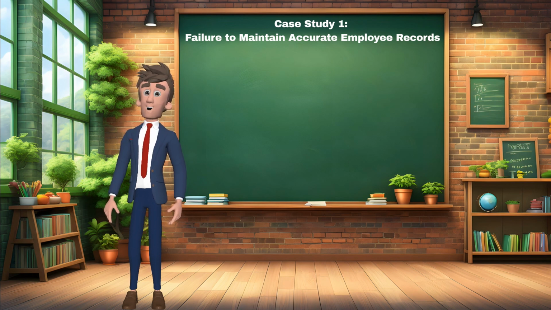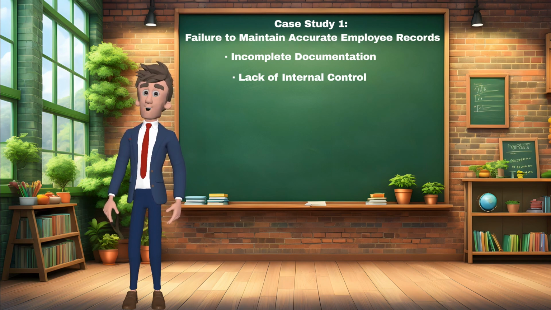Several instances of non-compliance were identified. Incomplete documentation. HR failed to document changes in employee compensation and benefits accurately, resulting in discrepancies between actual expenses and reported financial data. Lack of internal controls. The HR department lacked adequate internal controls to verify the accuracy and completeness of employee records. There were no procedures in place for periodic reviews or audits of HR data to ensure compliance with SOX requirements.